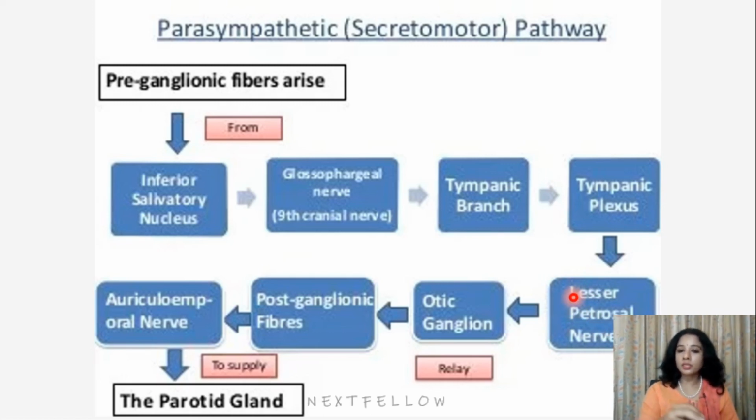The lesser petrosal nerve runs along with the mandibular nerve. It exits from the middle ear and runs along with the mandibular nerve to exit the cranial cavity through the foramen ovale. Once it comes out through the foramen ovale, immediately it relays in a ganglion which is associated with the mandibular nerve, that is the otic ganglion. After relaying, the postganglionic fibers enter through the auriculotemporal nerve, which is a branch of the mandibular nerve, and finally it supplies the parotid gland. So this is the secretomotor or parasympathetic pathway of the parotid gland.